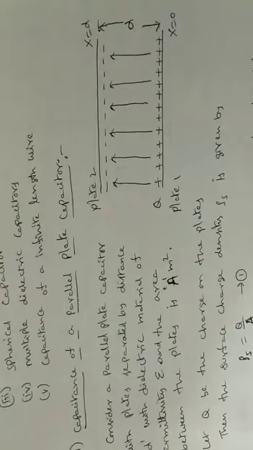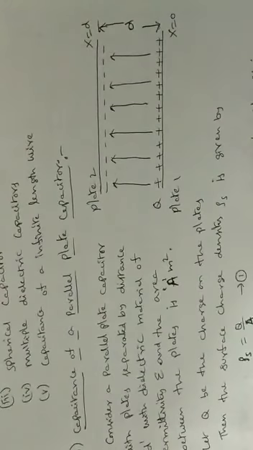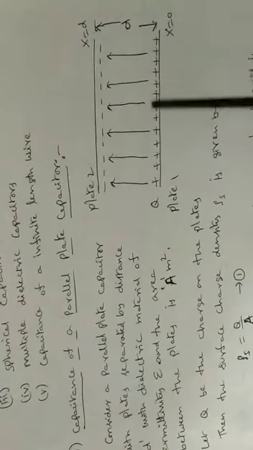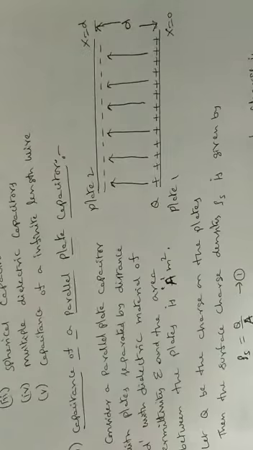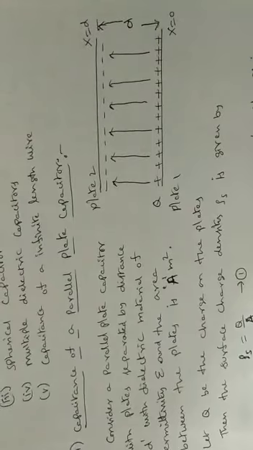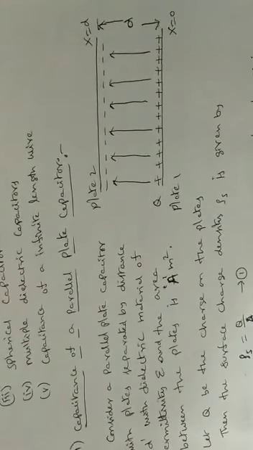Then the electric field intensity of a sheet of charge, which we discussed in module 1, is E bar equal to rho s divided by 2 epsilon aR bar. It is a standard formula. The same formula is applicable for the parallel plate capacitor. The plates are placed along the x-axis, so aR bar is replaced by aX bar. Therefore E bar is equal to rho s divided by epsilon aX bar.